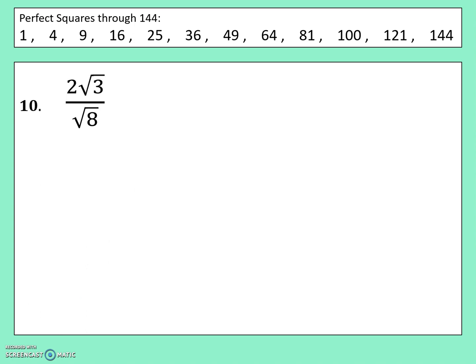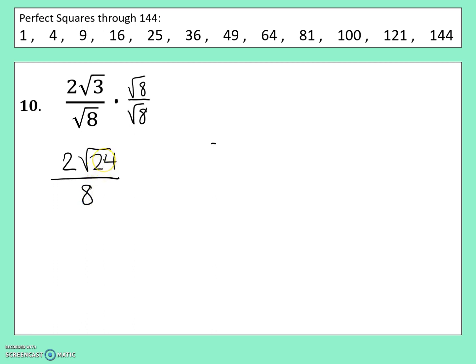Okay, number 10. So in number 10, we notice that we have a radical in the denominator, and it's not really a fraction that can be simplified. So we need to rationalize the denominator, which just means let's get rid of this radical. And we do that by multiplying by root 8 over root 8. Okay? And then we multiply the numerator and denominator. So the 2 doesn't really have anything that multiplies by it. But root 3 times root 8 becomes root 24. And then in our denominator, root 8 times root 8 is really root 64. Square root of 64 we know is 8.